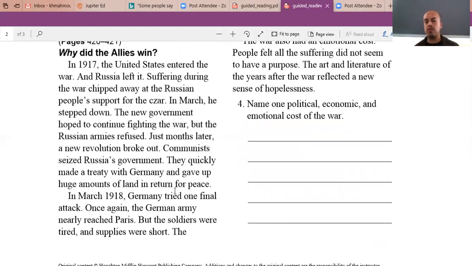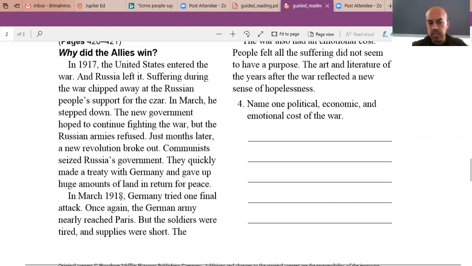Why did the Allies win? This is the end of the war. In 1917, the United States entered the war, and Russia left it. Suffering during the war chipped away at Russian people's support of the Tsar. In March, he stepped down. The new government hoped to continue fighting the war, but the Russian armies refused. Just a month later, a new revolution broke out. Communists seized Russia's government. That's why Russia withdrew from the war. They quickly made a treaty with Germany and gave up huge amounts of land in return for peace.